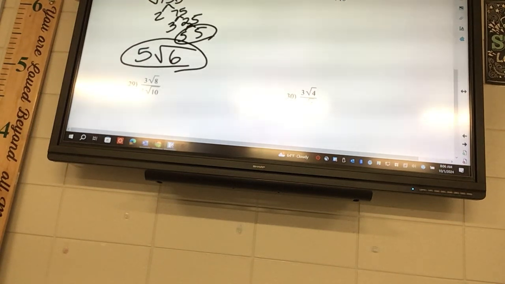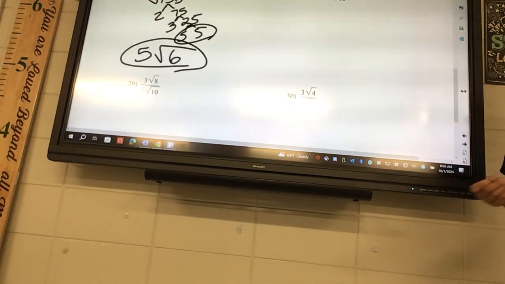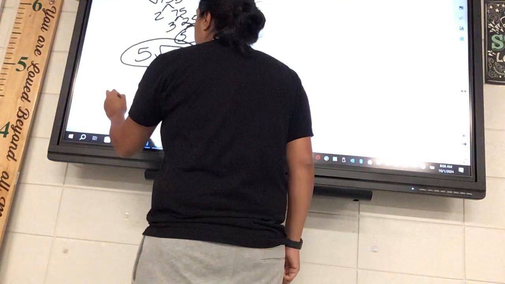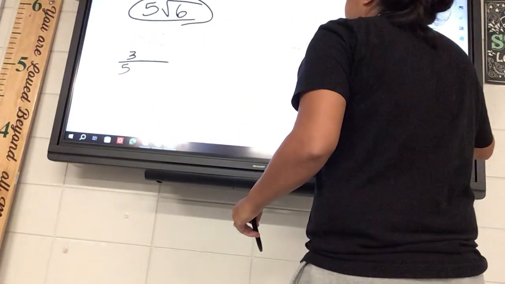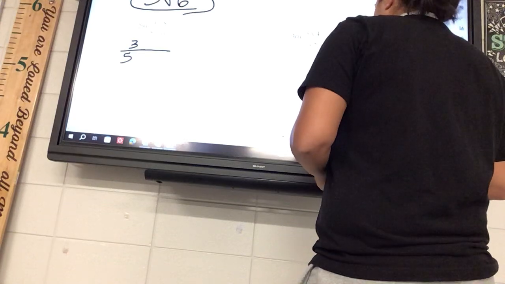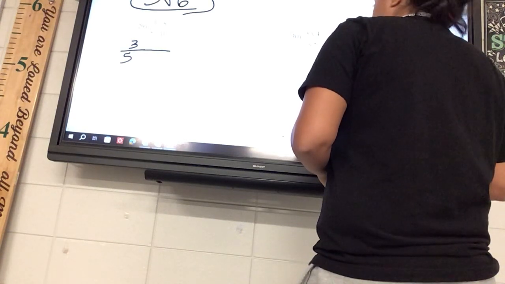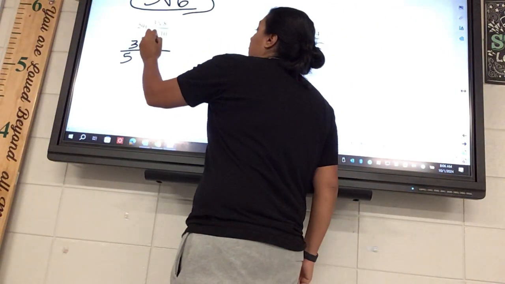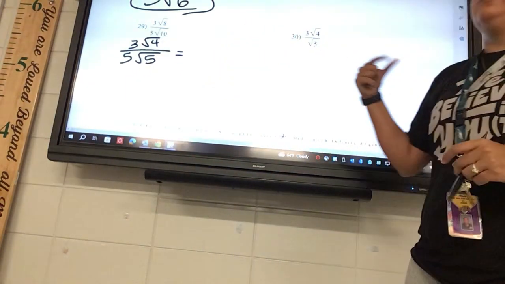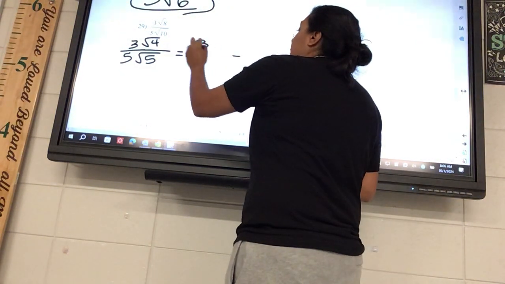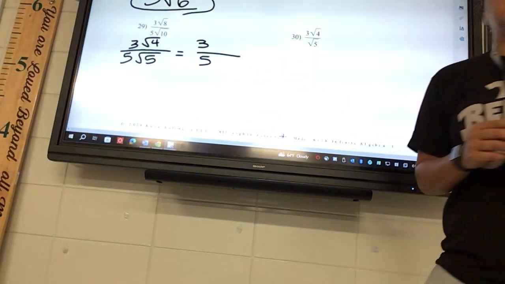Okay, and then last one, 29. You're going to check the outsides with the fraction button and then do the insides separately. So 3 over 5, does that reduce? If so, to what? It's still 3 over 5. Okay, what about 8 over 10? 4 over 5, so square root of 4 over square root of 5. And we already know the 3 over 5 doesn't reduce, so it's still 3 over 5.